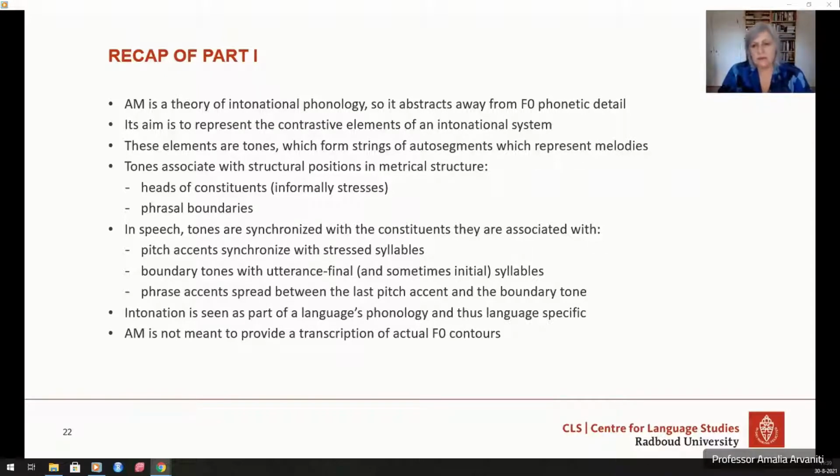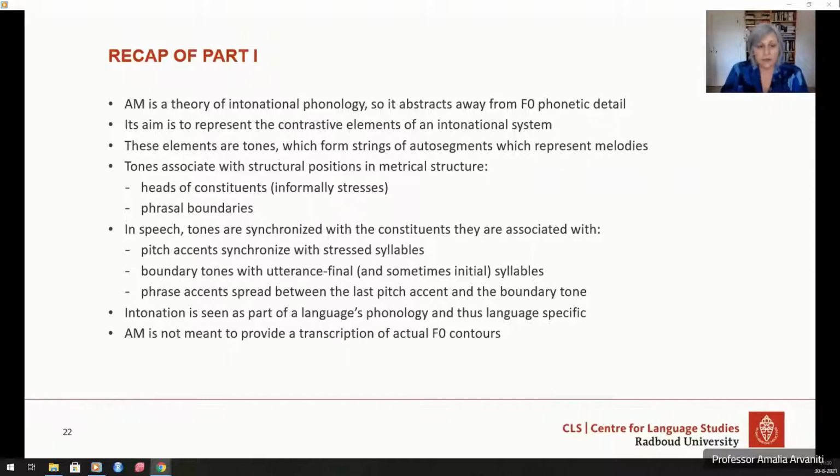So pitch accents synchronize with stressed syllables. They appear roughly on the stressed syllables. Boundary tones synchronize with utterance-final and sometimes with utterance-initial syllables, and phrase accents tend to spread between the last pitch accent and the boundary tone.